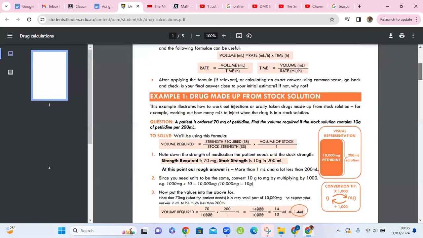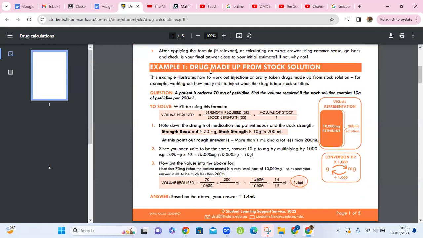So this question is titled drug made up from a stock solution. This example illustrates how to work out injections or orally taken drugs made up from a stock solution. For example, working out how many milliliters to inject when the drug is in a stock solution. So your final answer has to be in milliliters. It says a patient is ordered 70 milligrams of pethidine. Find the volume required if the stock solution contains 10 grams of pethidine per 200 milliliters.